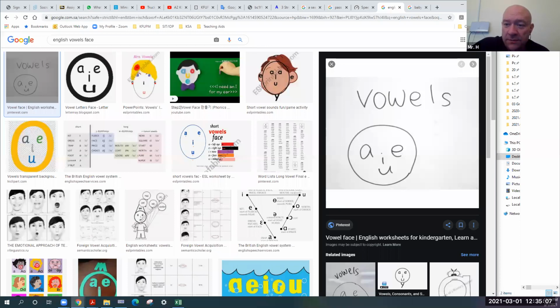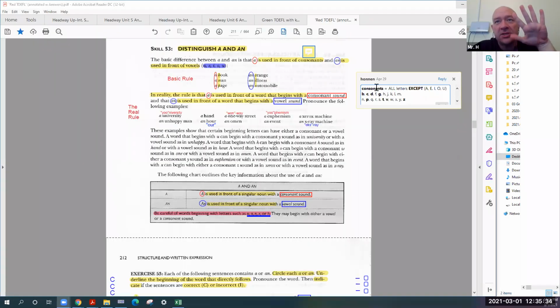All right. What are the 5 vowels, gentlemen? What are they? A. Next, E. Then what? I. And then O. U. So these are the 5 vowels in English, okay? These are called vowels. A, E, I, O, and U.